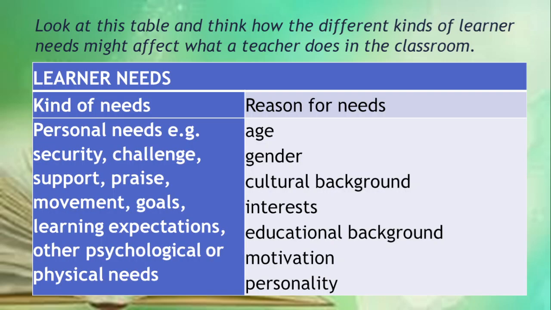Look at this table and think how the different kinds of learner needs might affect what a teacher does in the classroom. Personal needs, e.g. security, challenge, support, praise, movement, goals, learning expectations, other psychological or physical needs. And the reasons for personal needs are age, gender, cultural background, interests, educational background, motivation, personality.